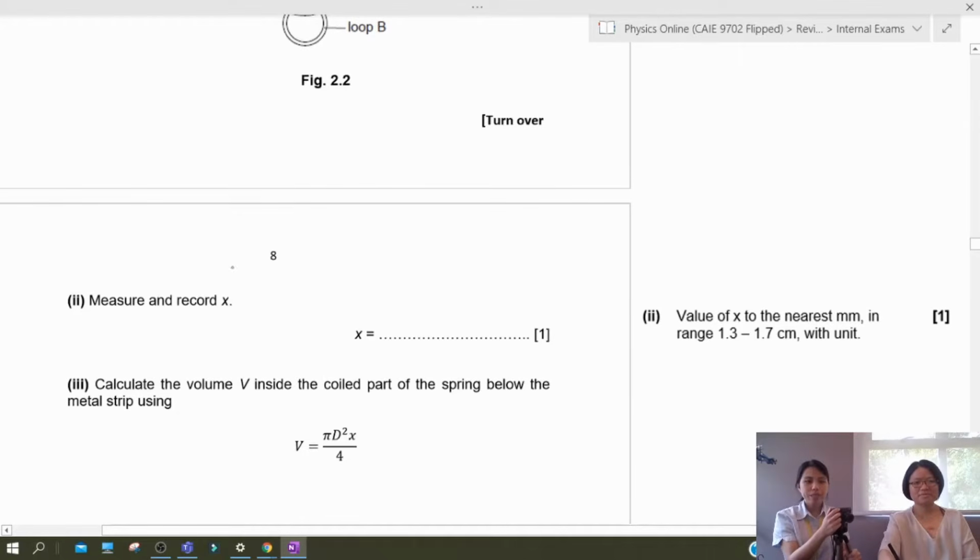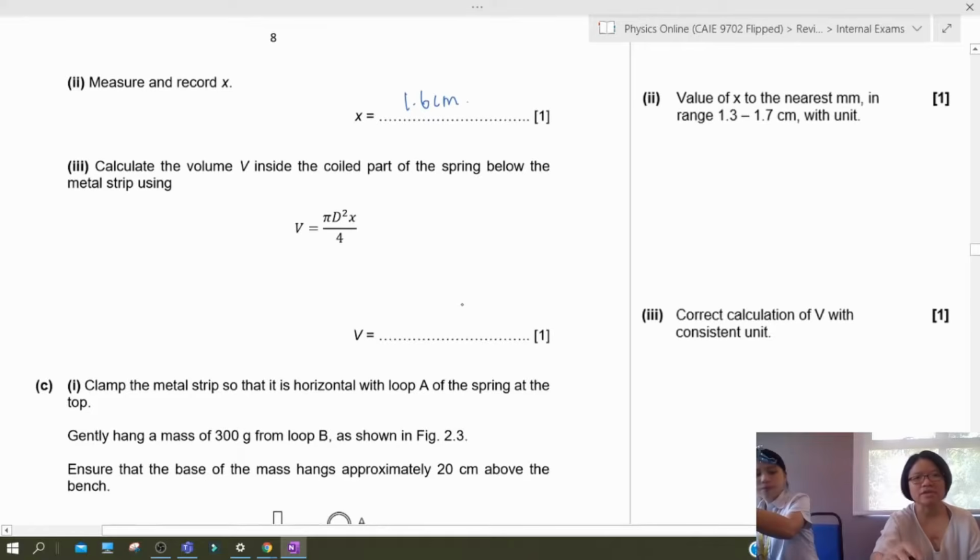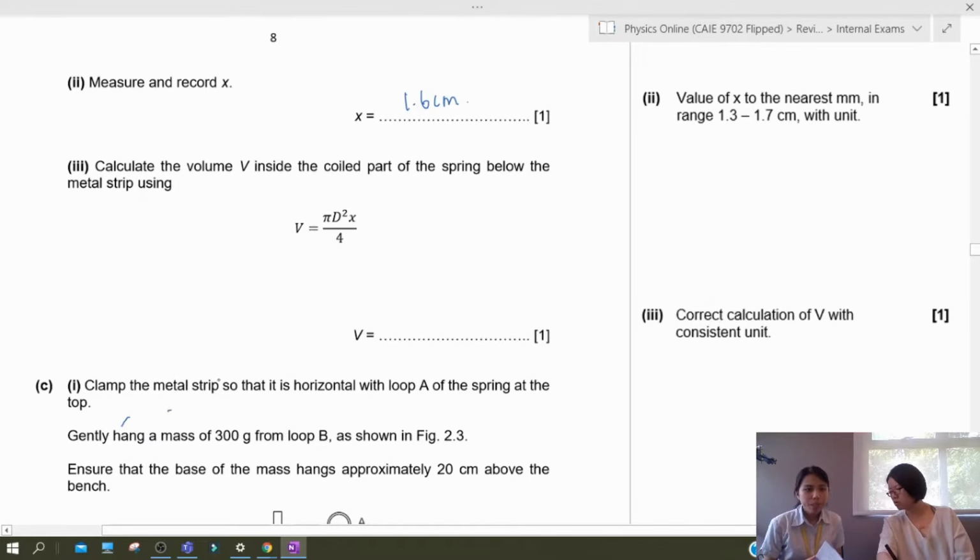What next? Measure and record x. I just write. Calculate the volume V inside the coil part of the spring below the... Oh my lord. So I must show working for volume also. I show substitution, because if not I cannot. How do we check for this one?